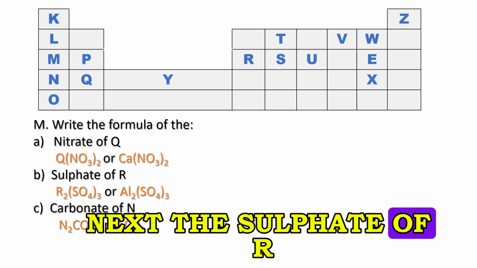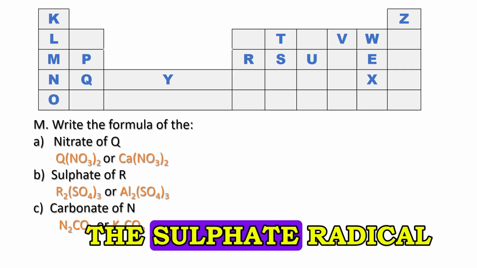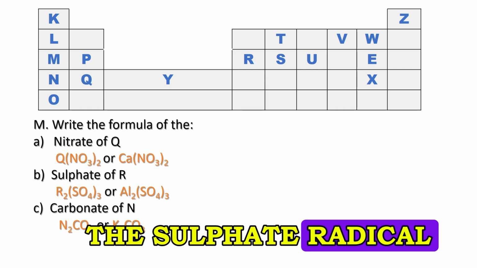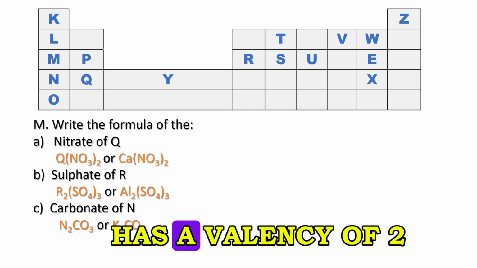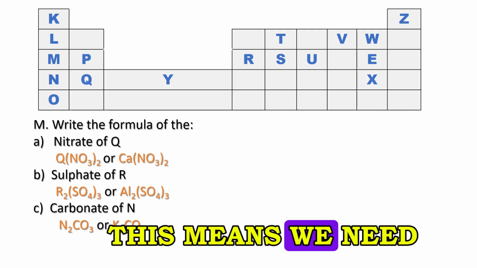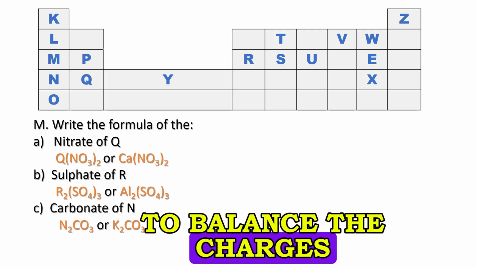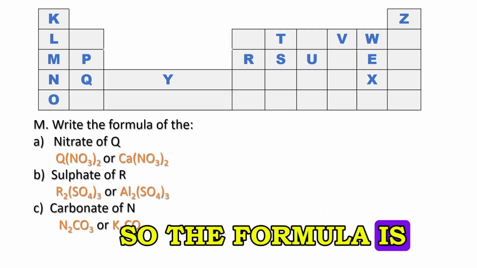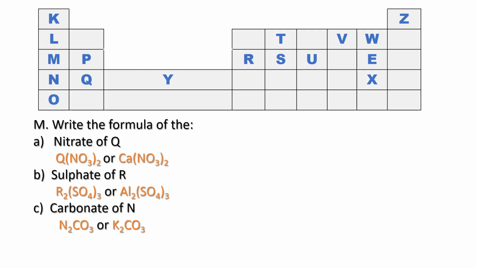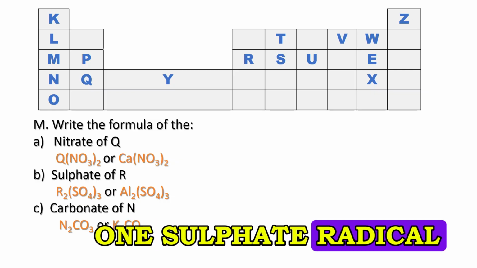Next, the sulfate of R. R is aluminium with a valency of 3, Al3+. The sulfate radical, SO4, has a valency of 2, that is SO42-. Cross over the valencies. This means we need 2 aluminium ions and 3 sulfate ions to balance the charges. So the formula is Al2(SO4)3. Brackets are used because there's more than one sulfate radical.